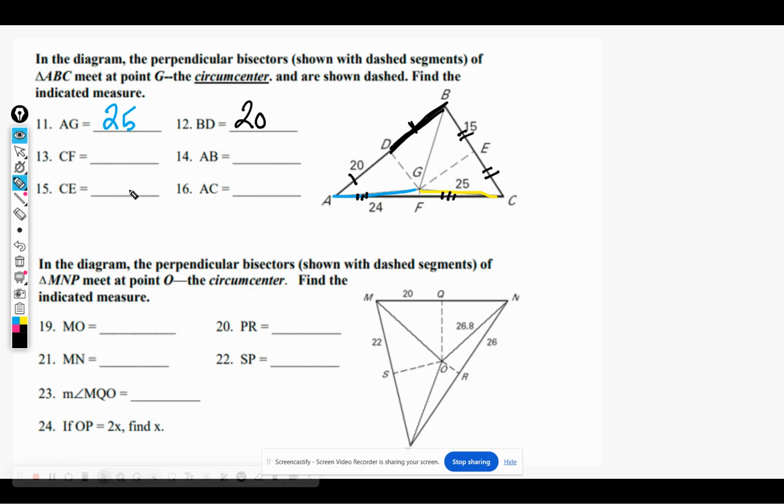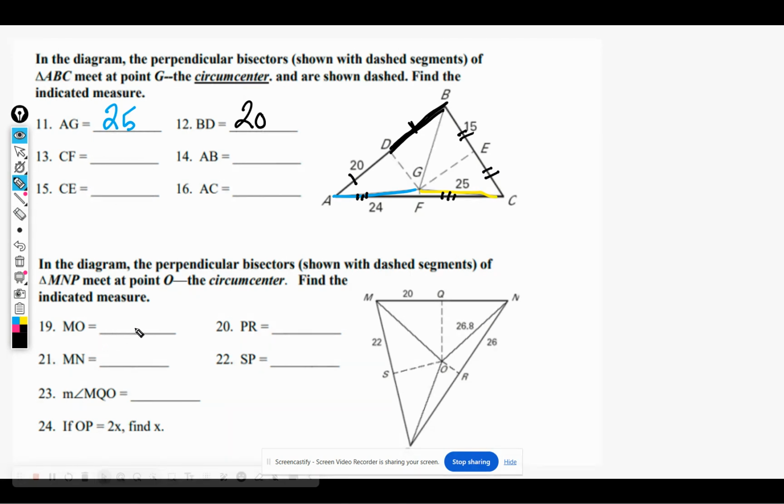Okay? So I'm going to let you find CF and AB, and CE, and then you should be able to find AC. So by using that little bit of information from these two pieces, you should be able to do the rest of those, okay?